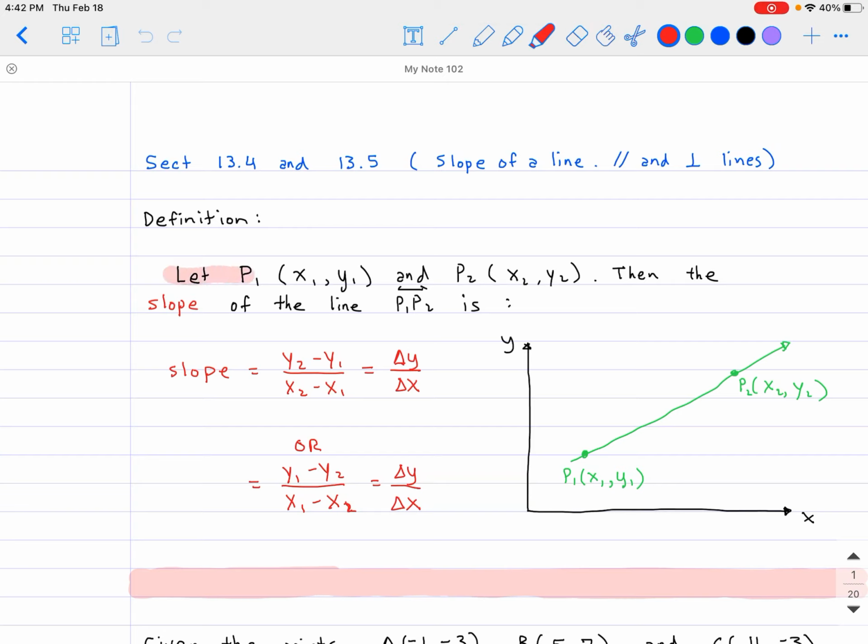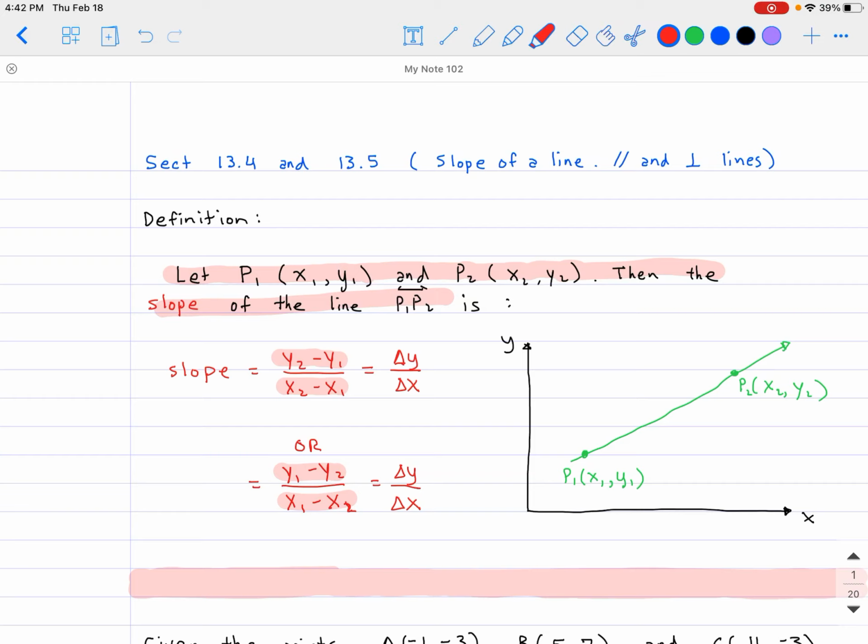We're going to look at 2 points, P1, which has a coordinate of x sub 1, y sub 1, that's how you pronounce it, and also P2, which has a coordinate of x sub 2, y sub 2. Then the slope between the 2 points, that is going to be the slope of the line, is going to be y2 minus y1 divided by x2 minus x1. Or you could do it the other way around, which is y1 minus y2 divided by x1 minus x2. Both of them are going to allow you to get the slope, which is the same numerical value.